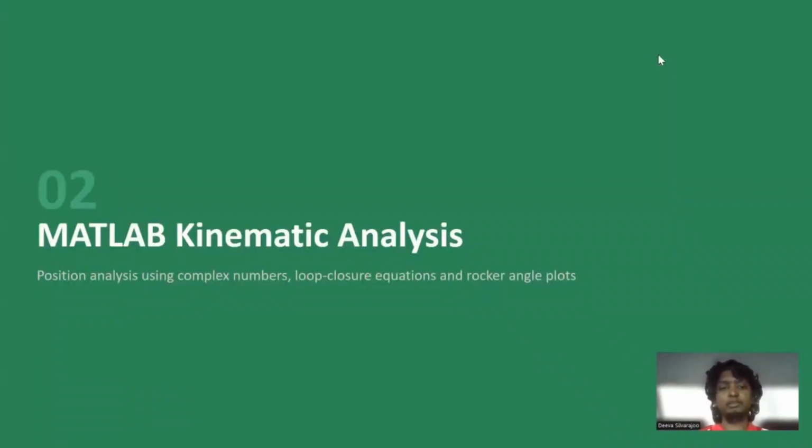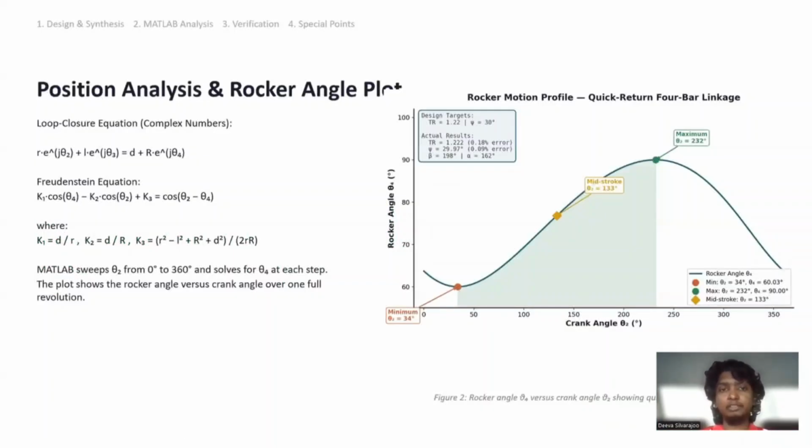My name is Deva. Now let us see the MATLAB kinematic analysis. This slide shows the position analysis and rocker angle plot of the quick return four-bar linkage. On the left, the loop closure equation and the Freudenstein equation are used to calculate the rocker angle from the crank angle. On the right-hand side, we can see the MATLAB result. From the MATLAB, we have obtained the desired time ratio, which is 1.22, and the desired angle, which is 29.97 degrees.